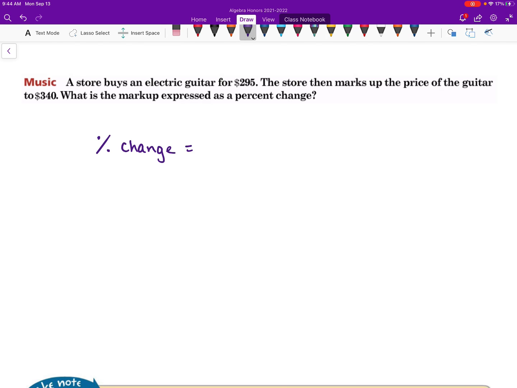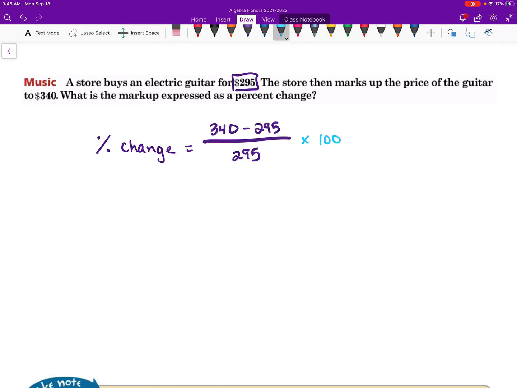To find the percent of change, we're going to subtract the two numbers, and this time we're going to do bigger minus smaller, our new number minus our original. We always just want to do our bigger number minus our smaller number. And this time our original price is what they bought it for. So they bought it for $295. The hardest part about these types of problems is figuring out whatever that original number is. So I'm going to go ahead and then multiply that by 100 to get my percentage.